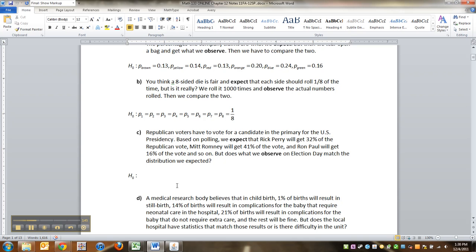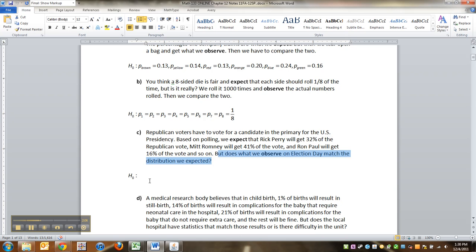Okay, so what about the next one? Republican voters have to vote for a candidate in the primary for the U.S. presidency. Based on polling, we expect that Rick Perry will get 32% of the Republican vote, Mitt Romney will get 41% of the vote, and Ron Paul will get 16% of the vote, and so on. But does what we observe on Election Day match what we expected?